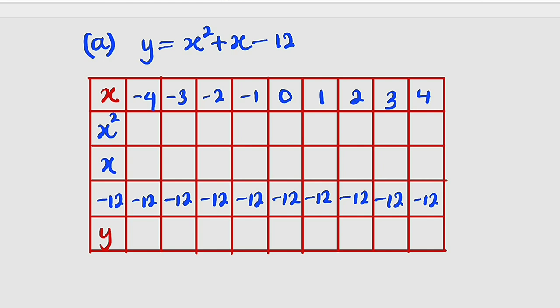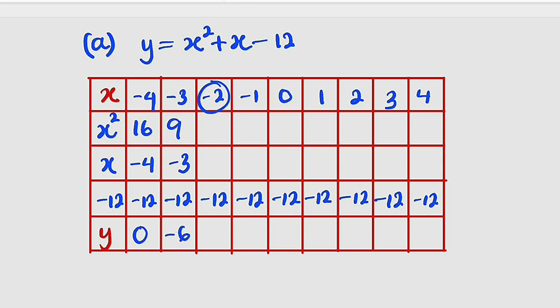All right, something like this. So what happens if x is -4? -4 squared will give us 16. Then x is already -4, so we have -4 here. To find the value of y, all you have to do is compute these three terms. 16 minus 4 gives us 12, and 12 minus 12 gives us 0. Then you move to the second one, when x is -3. -3 squared is 9, and x is -3. Then you compute these three terms to get the value of y. That is 9 minus 3 is 6, and 6 minus 12 is -6.